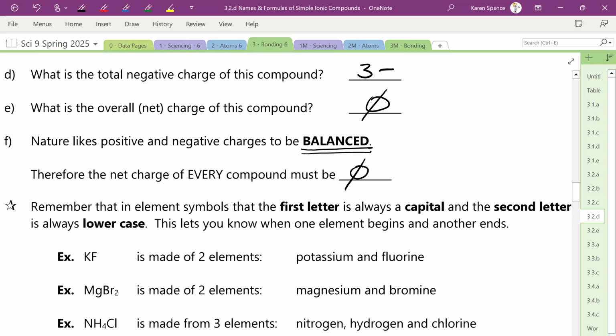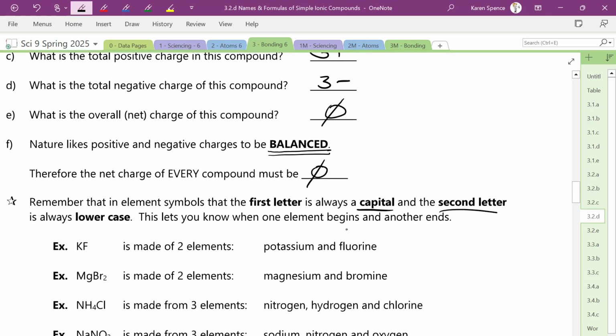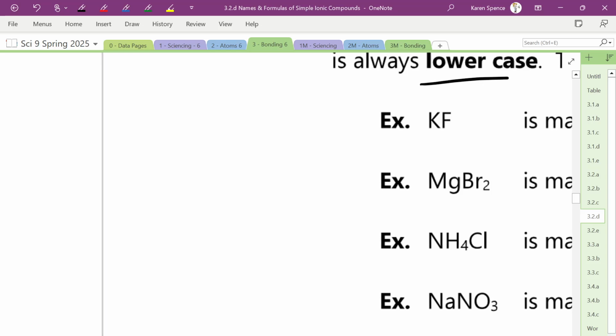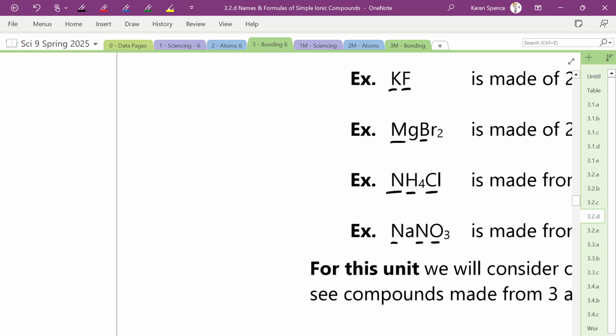Don't forget, the first letter of element symbols is always a capital, and the second letter is always lowercase. How many elements in KF? 2, capital, capital. How many elements in MgBr2? 2, capital, capital. How many elements in NH4Cl? 3, N, H, and Cl. How many in NaNO3? 3, 1, 2, 3, 3 capitals.